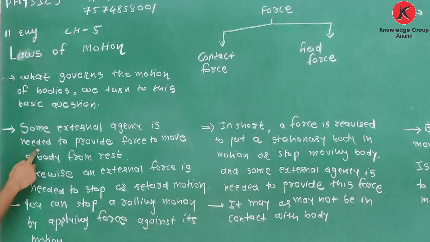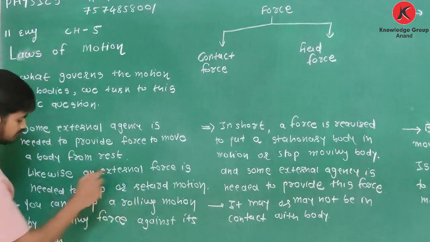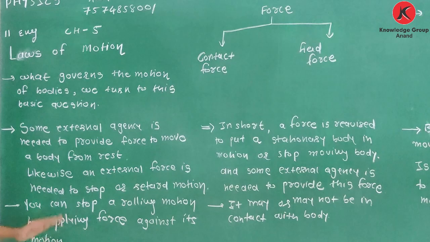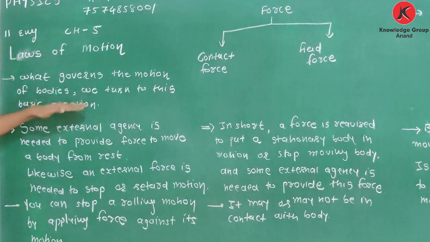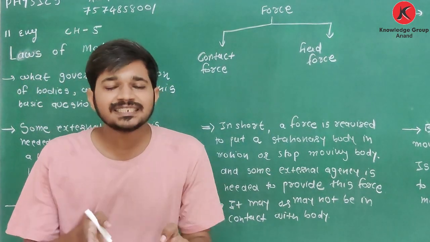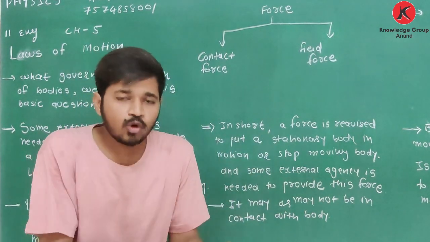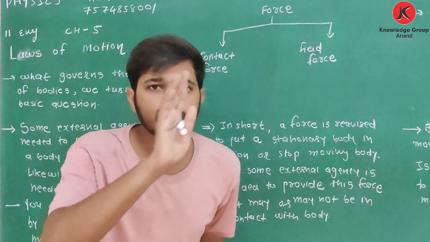External agency is needed to provide force to move a body from rest. Likewise, an external force is needed to stop or retard motion. That is one example: you can stop a rolling motion by applying force against its motion. So what is the conclusion of these 3 points? The conclusion is that to change state from rest to motion or from motion to rest, some external agency called force is required.